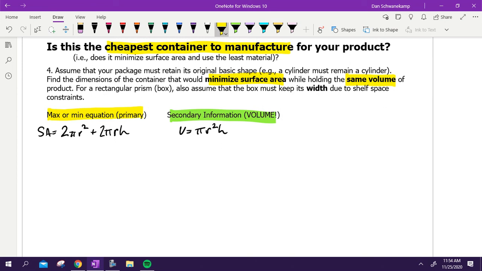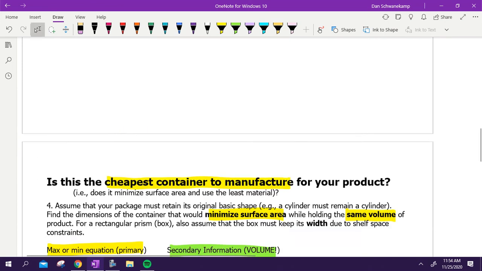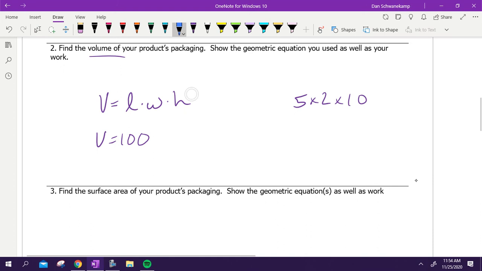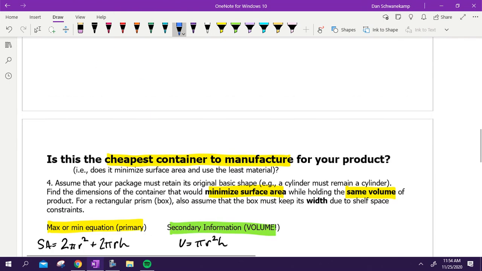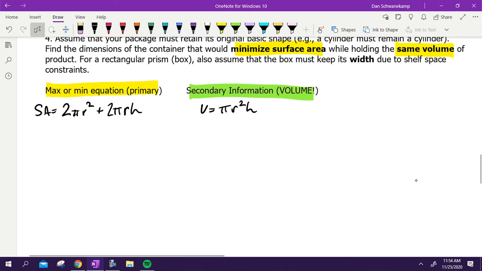I'm trying to figure this out. My secondary equation is the volume because I want to keep the volume the same. So I wrote my volume of a cylinder, whatever you got on the front side. So whatever you found on the front side for your volume, that is what you're going to plug in here. Okay, so sorry, this was for a square, but my volume is going to be the same. So whatever you found on the front side, that's what you're going to make this equal to.